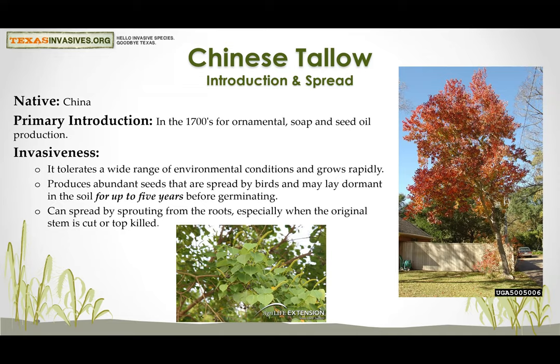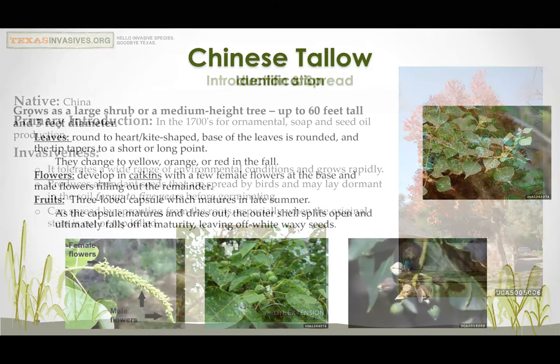regrow. So they can spread by sprouting from the roots, especially when the original stem is cut or the top is killed. So you have to definitely do a cut and treatment with Chinese tallow, where you cut it and immediately apply herbicide and a surfactant. And you'll have to do it repeatedly. It is a very tolerant tree. And it also is able to change the pH in the soil around it because of the seeds.